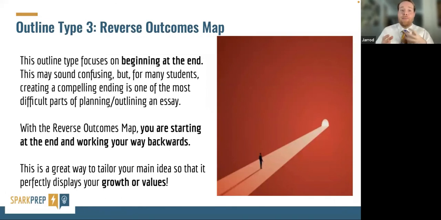So, outline type 3, the reverse outcomes map. This outline type focuses on beginning at the end. Yes, you heard me correctly.